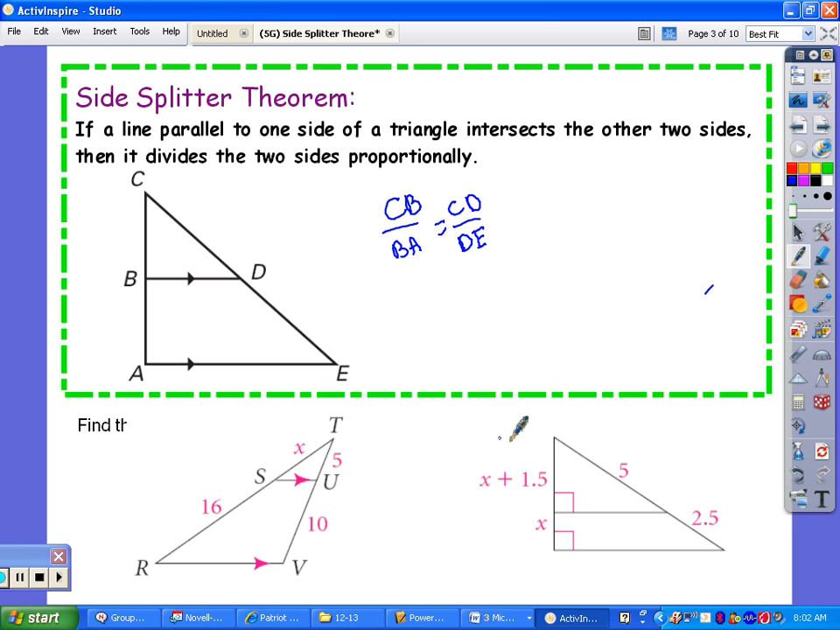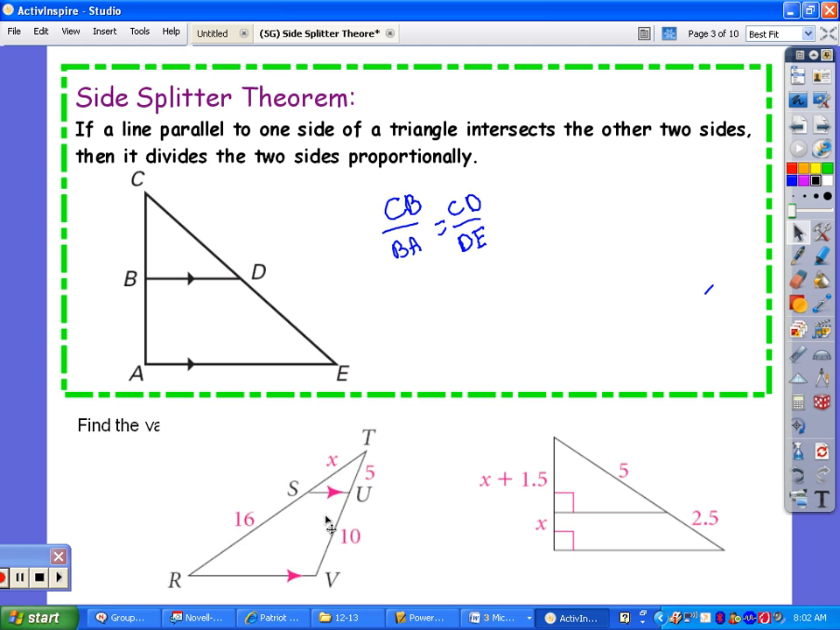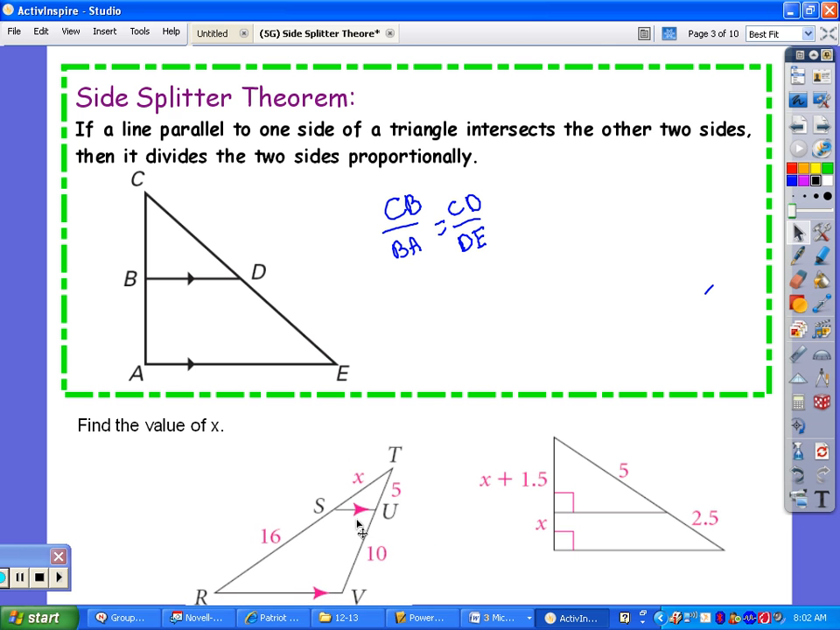And so this should say find the value of x. So for this, we have a triangle, and SU is parallel to RV. So that means we can use the side splitter theorem. So for this, we're going to say that the ratio of x over 16 has to be equal to 5 over 10 because they have to be proportional. Now this one you can do in your head if you know that to get the ratio of 5 to 10 is 1/2. So we need x to be a number so that the ratio of x to 16 is 1/2. And so a lot of you can probably do that in your head and figure out it's 8.